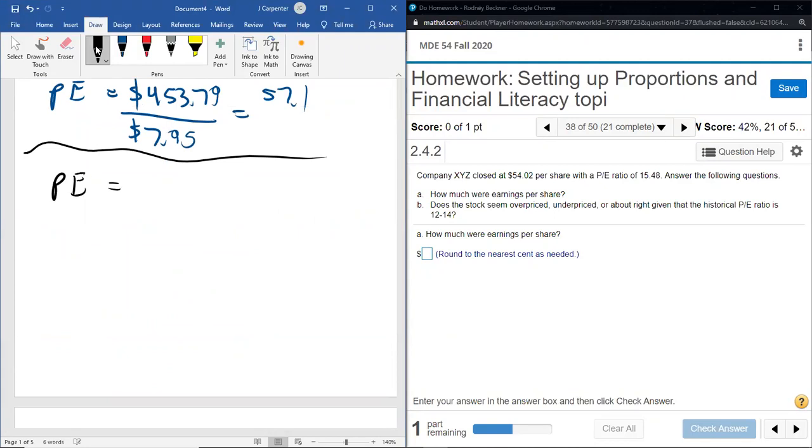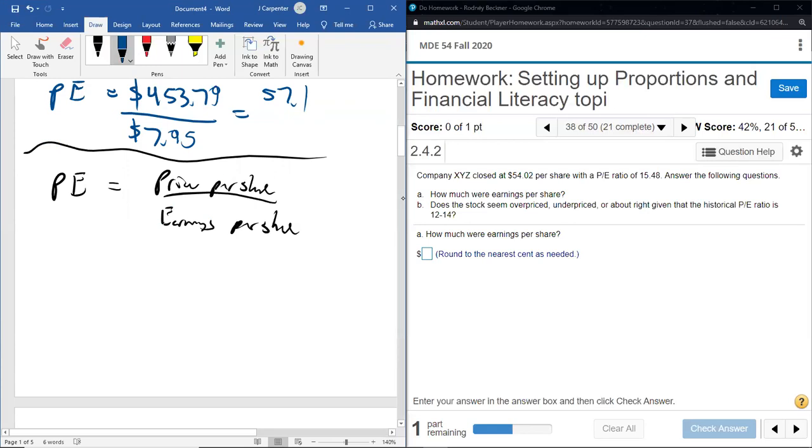PE ratio equals price per share over earnings per share. I wrote it a little ugly because you've already seen the formula. You should have written it down by now at least four times, three times, two times, whatever. So what do we have? We have the PE ratio of 15.48.